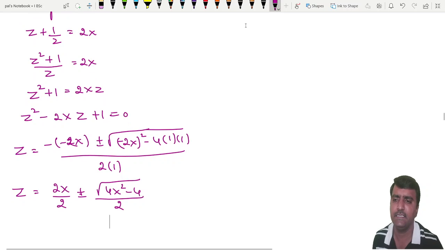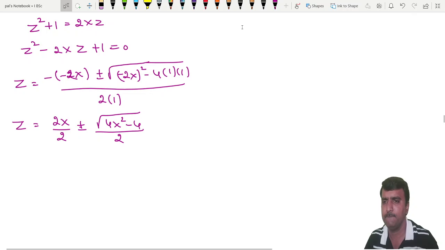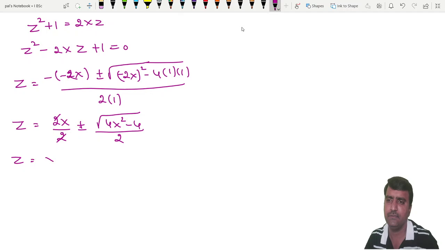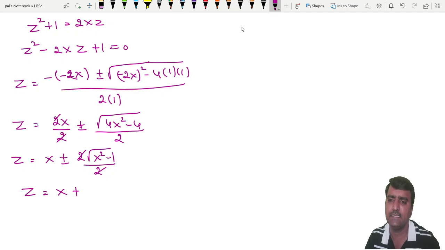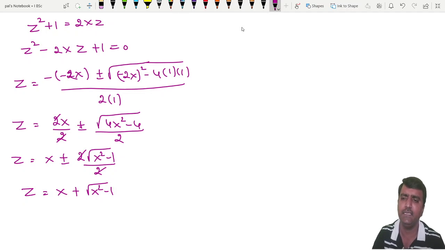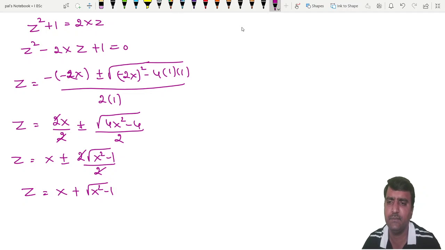So next step you write z is equal to, so here cancel this 2 and 2. So now x plus or minus, so take this 4 outside from this root, it is 2 into root of x square plus x square minus 1. Take 4 common factor, it gives x square minus 1, and take 4 outside from this root, it is 2 into x square minus 1, this divided by 2. 2 cancels. So that is z is equal to x plus root of x square minus 1. So you take one sign, that is a positive one value I have taken. Z is equal to x plus root of x square minus 1.